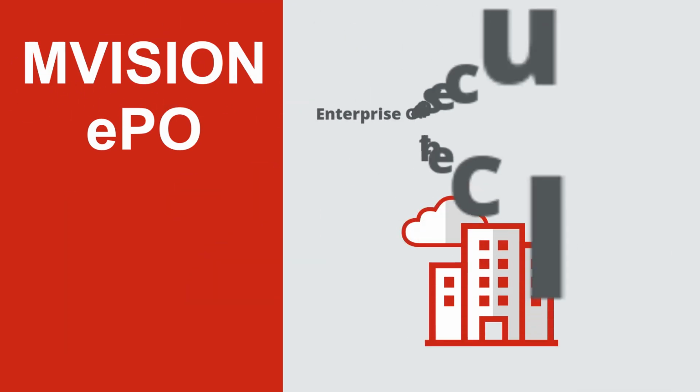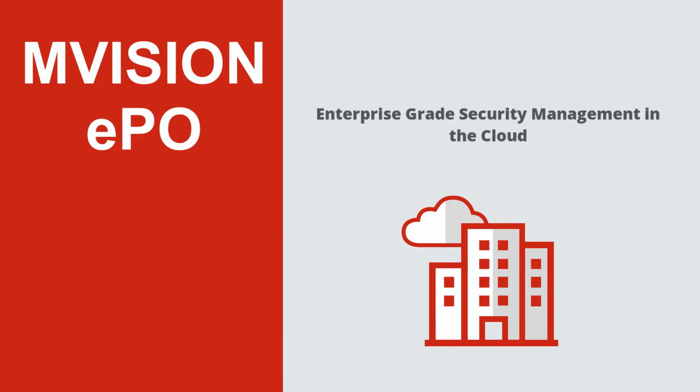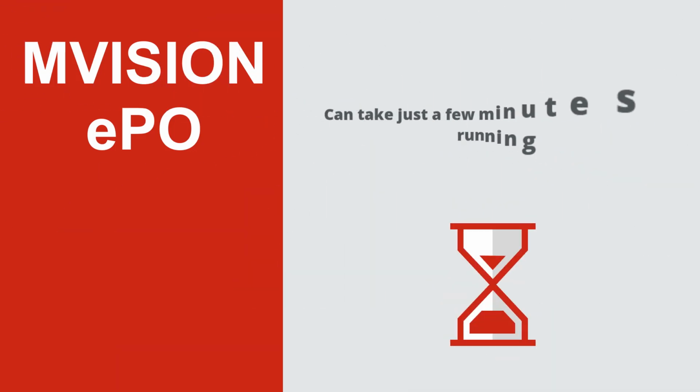It takes the proven security management of EPO and offers it as a highly scalable enterprise-grade solution provided in the cloud, with all the advantages that come with that. Enabling a new MVISION EPO environment can take just a few minutes to get set up, so you can be up and running almost immediately. That'll save time and reduce complexity by no longer requiring the architecting and implementation of an on-premise management solution.